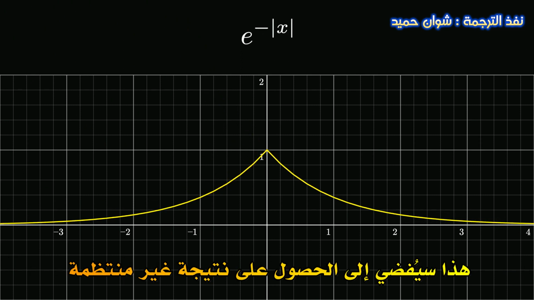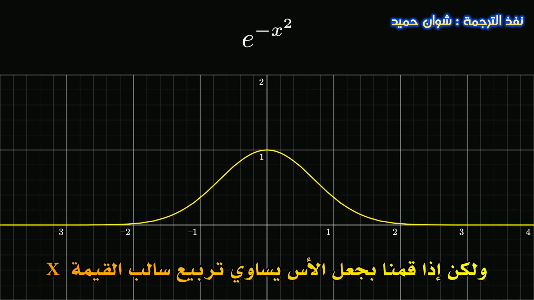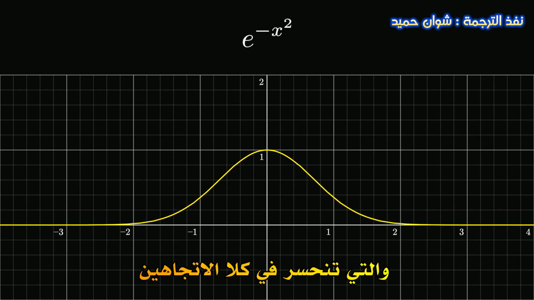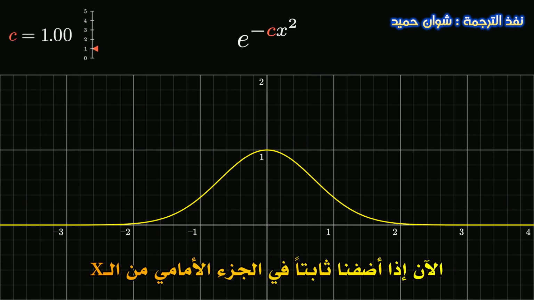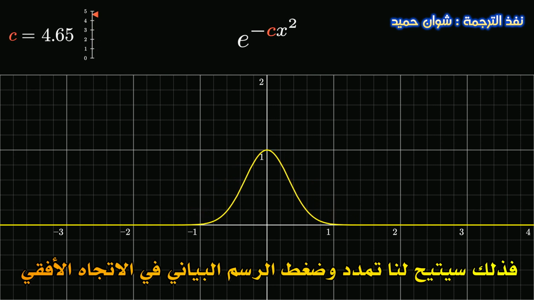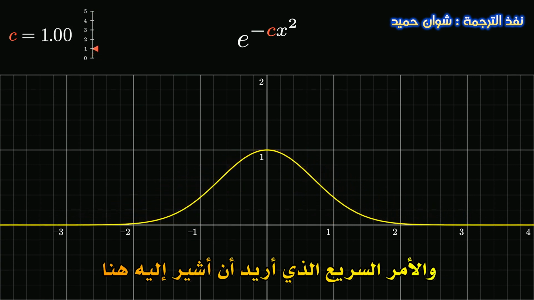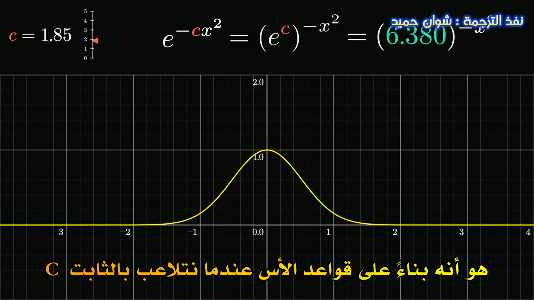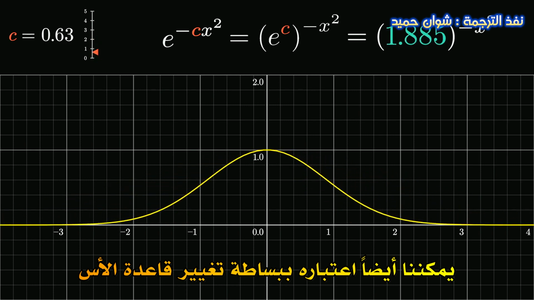That would give us this kind of awkward sharp point in the middle, but if instead you make that exponent the negative square of x, you get a smoother version of the same thing, which decays in both directions. This gives us the basic bell curve shape. Now if you throw a constant in front of that x, and you scale that constant up and down, it lets you stretch and squish the graph horizontally, allowing you to describe narrow and wider bell curves. And a quick thing I'd like to point out here is that based on the rules of exponentiation, as we tweak around that constant c, you could also think about it as simply changing the base of the exponentiation.